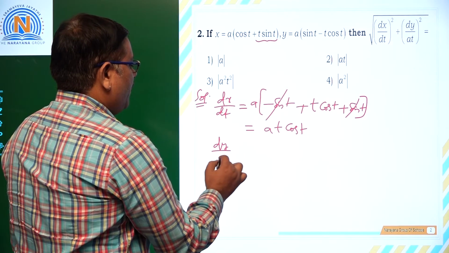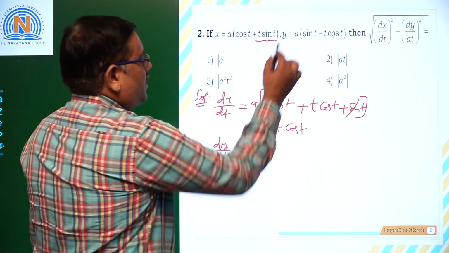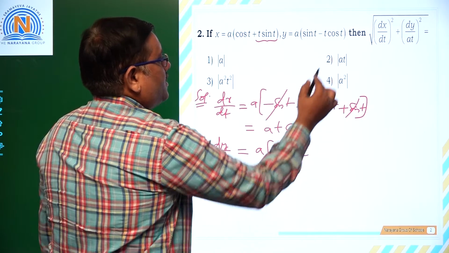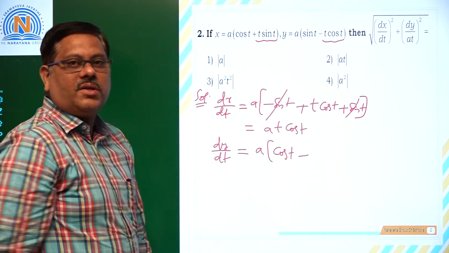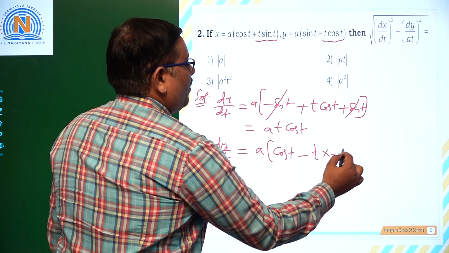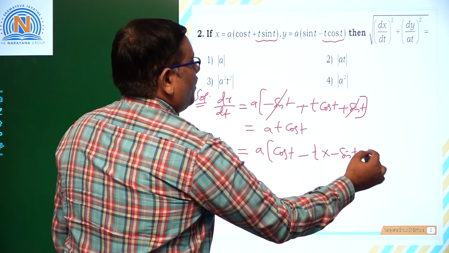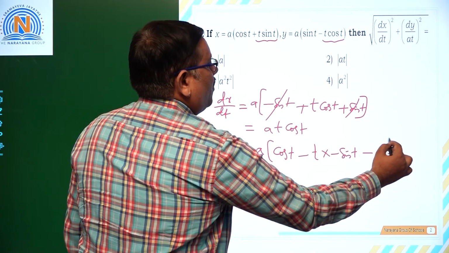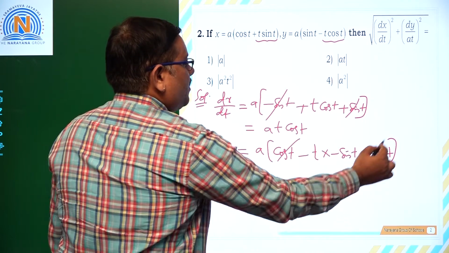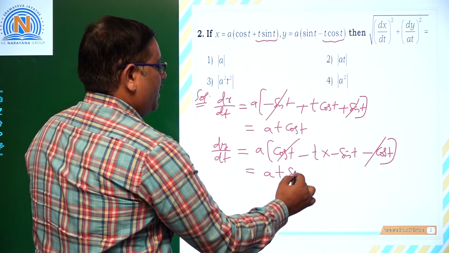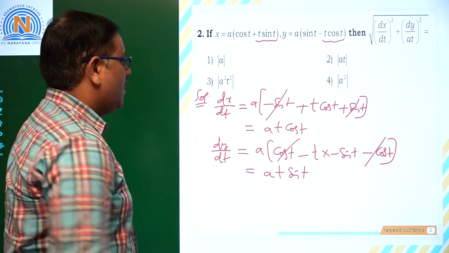Similarly, let us find out dy by dt. dy by dt is nothing but a times of the derivative of sin t, which is cos t, minus, again here we have a product of two functions. So product rule: t into derivative of cos t, which is minus sin t. Okay, plus of minus of course minus cos t into derivative of t, which is 1. So here plus cos t minus cos t cancels and we are left with a t sin t. That is dy by dt for us.